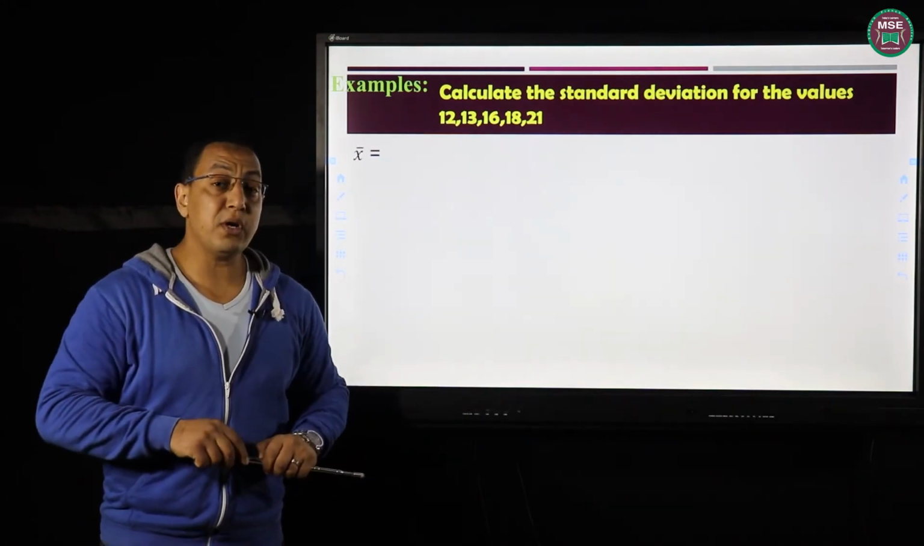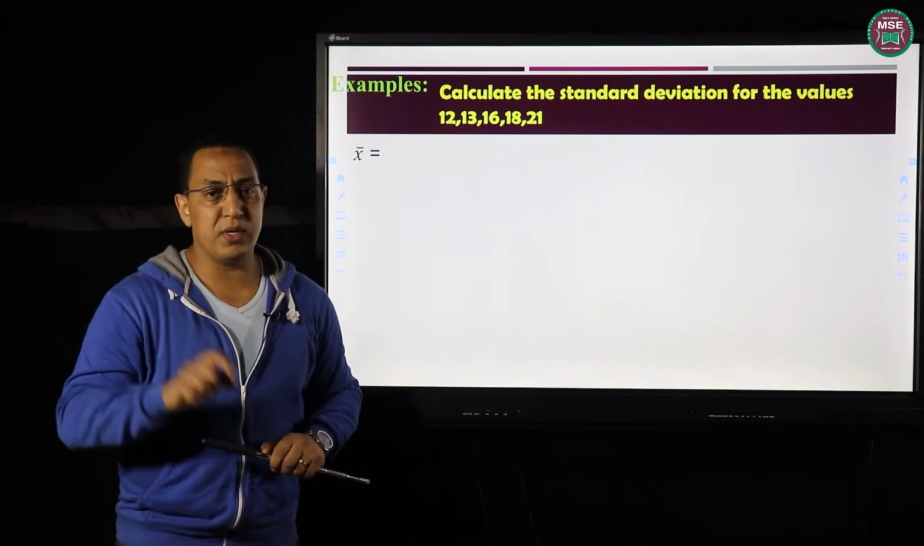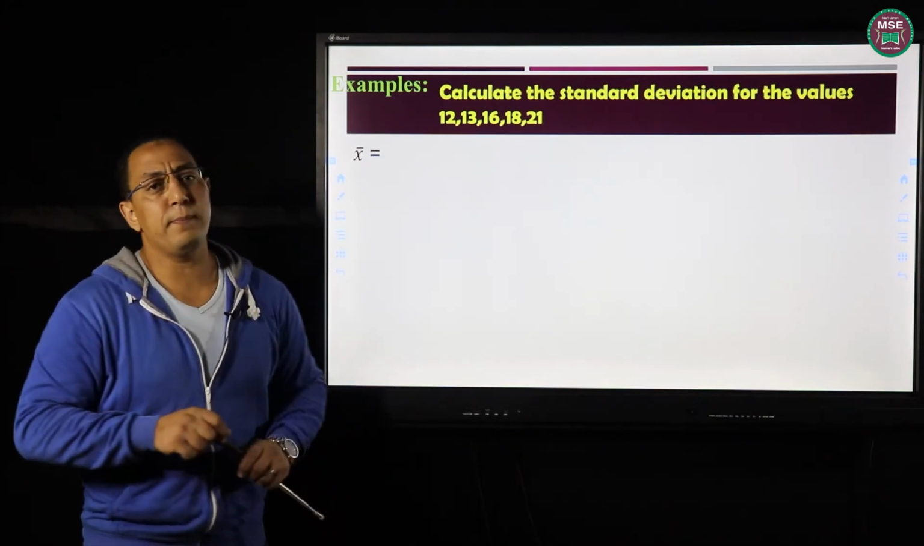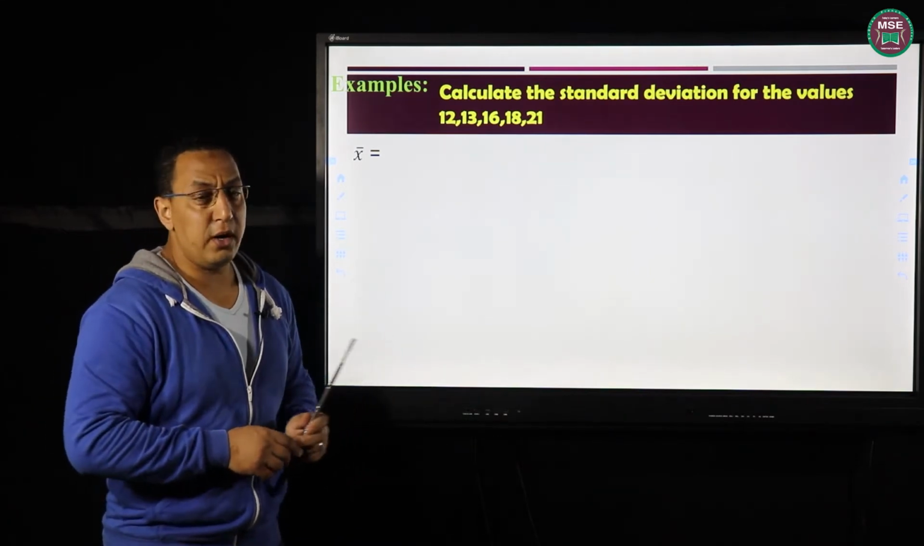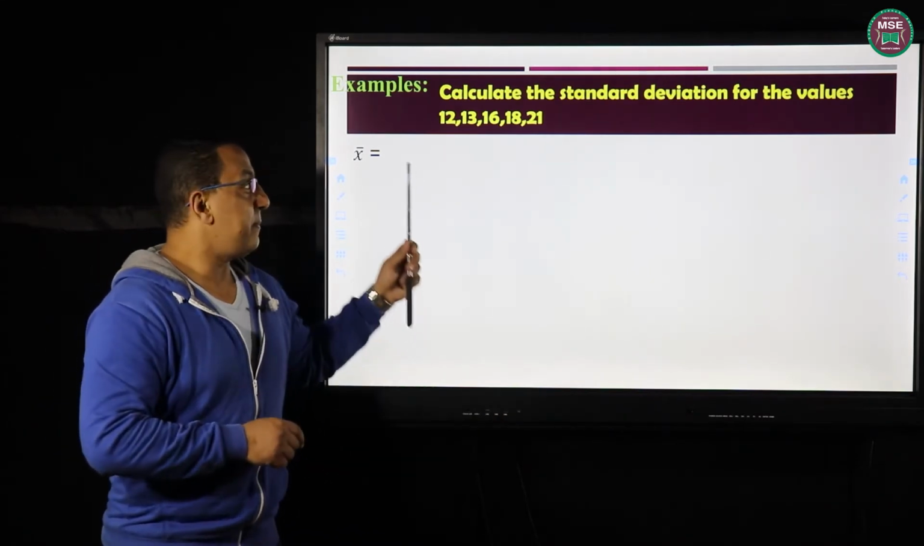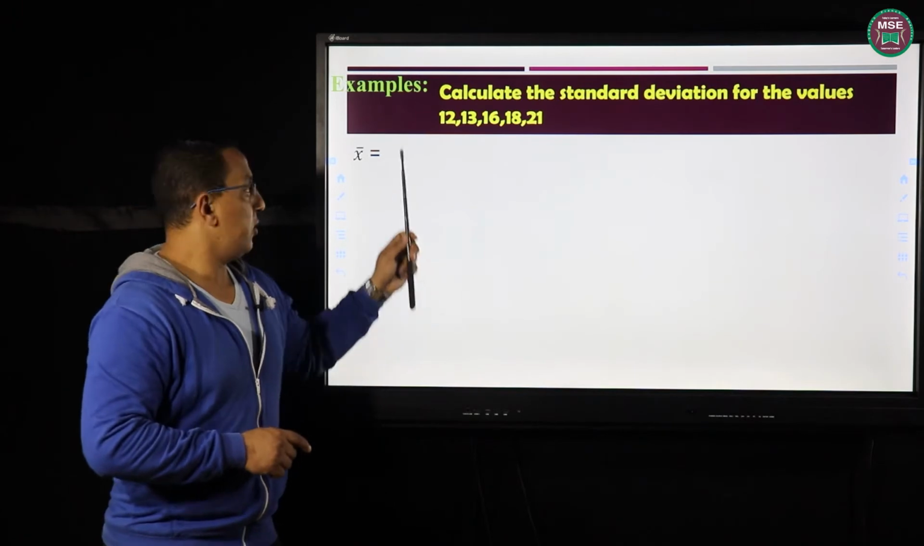Okay, but before drawing the table, I'm going to evaluate x bar. What is x bar? This is the mean of the values.